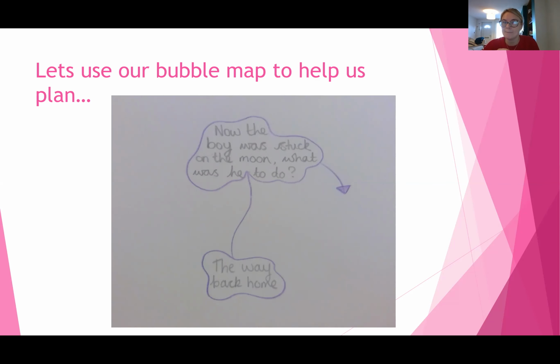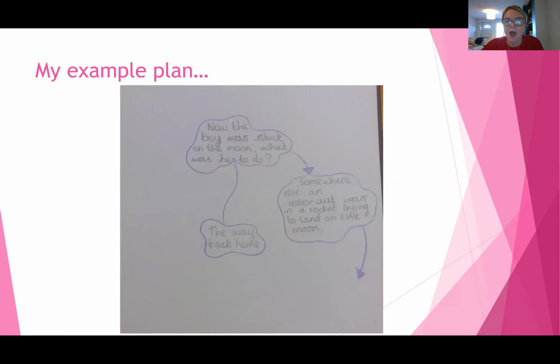So my idea. Now the boy was stuck on the moon. What was he to do? My next box: somewhere else, an astronaut was in a rocket trying to land on the moon. So in my mind, there is an astronaut flying around on a mission to try and land on the moon, a bit like Neil Armstrong. So he was flying around on the moon. That was my next bubble.